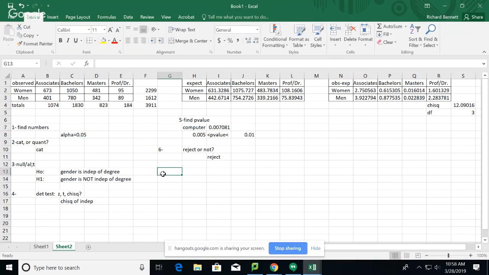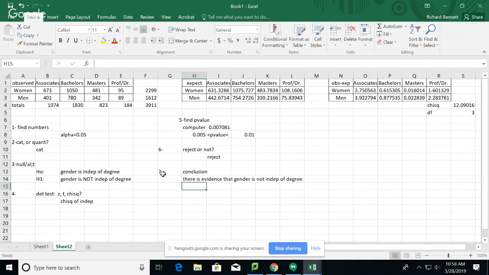Okay, and step number 7. We didn't go over step number 7. Yeah, we did. Write it out in English. So there is or is not. There is evidence that gender is not independent.